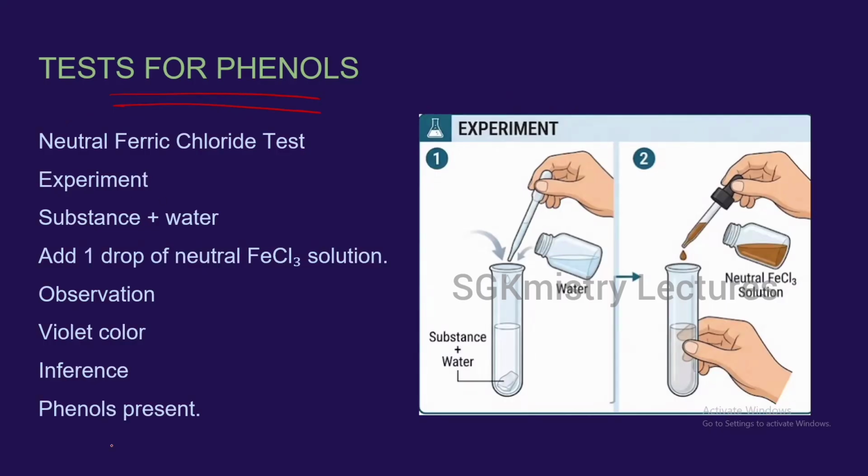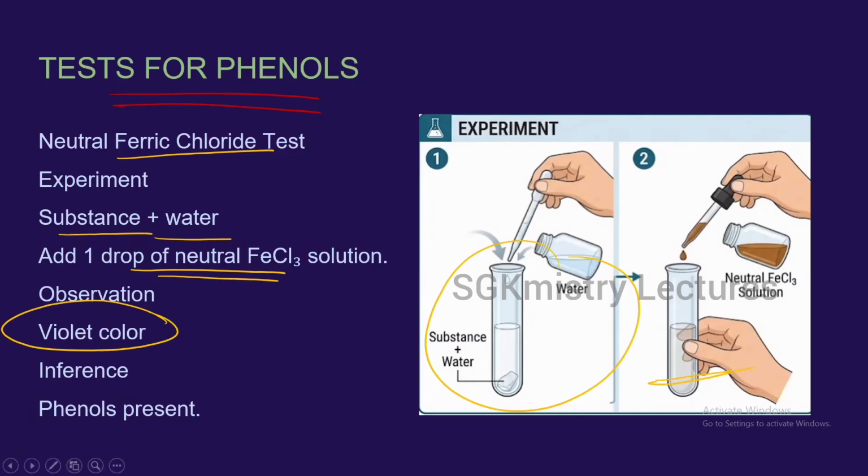Now, the next test is the neutral ferric chloride test. So how are you going to perform this? Very simple. Take the substance along with water. Now to this, you add the neutral ferric chloride solution. Suppose you get a violet color, then we know that the phenol is present. We have just seen a similar test for salicylic acid, so the same thing is done here. If a violet color is produced, we can say that the phenol is present. So let us look into the equation for the same.